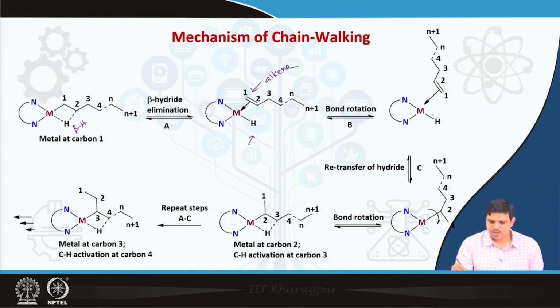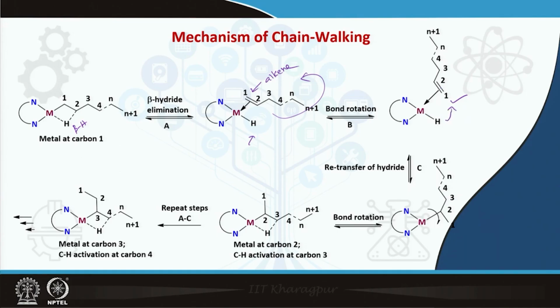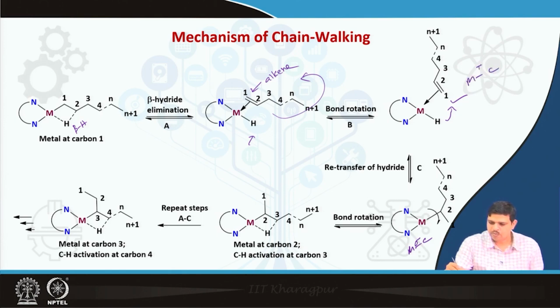So here you will see what happens: this alkene bond is basically rotated. Then this is the bond rotation step. Now due to the bond rotation, hydrogen has been retransferred. So here what is happening, you see that this hydrogen now has, the alkene has been inserted, and now you have a metal carbon single bond, metal carbon sigma bond, and this is the metal carbon pi bond.